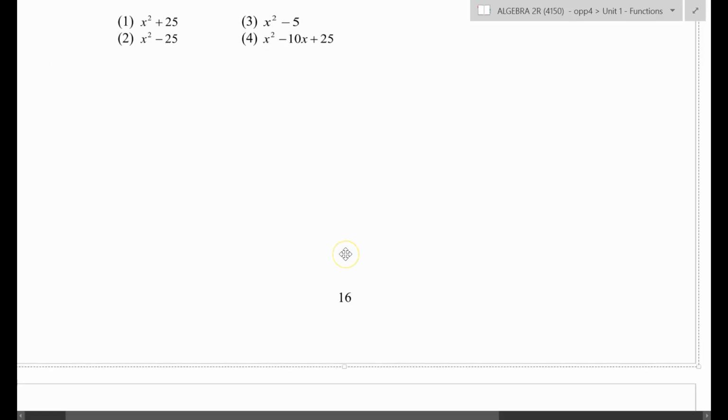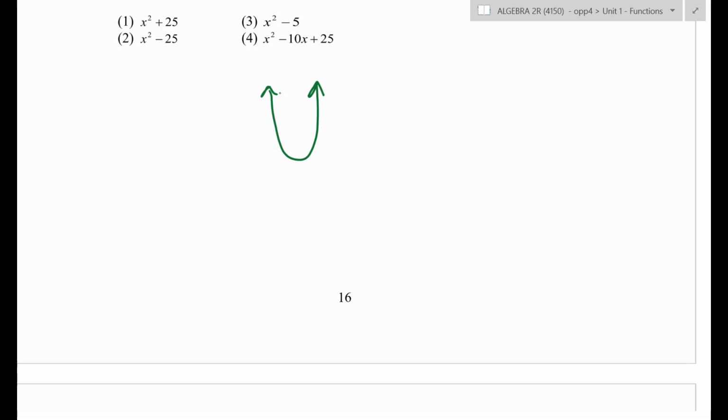Because I really want to make sure you're good with it. Is that a function? Yes. Why? Because it passes the vertical line test, right?